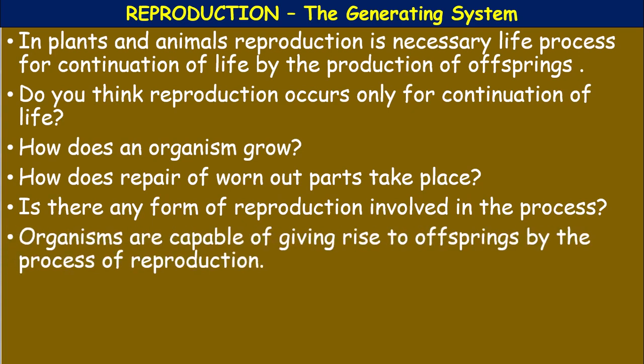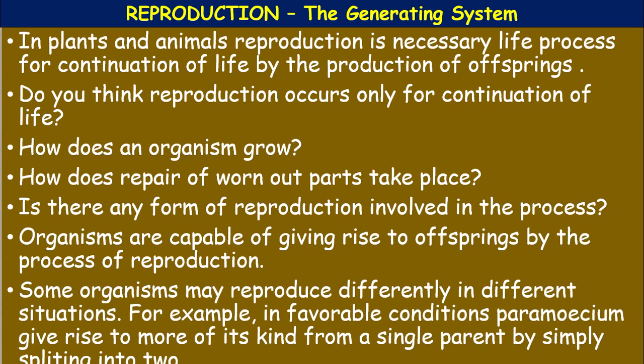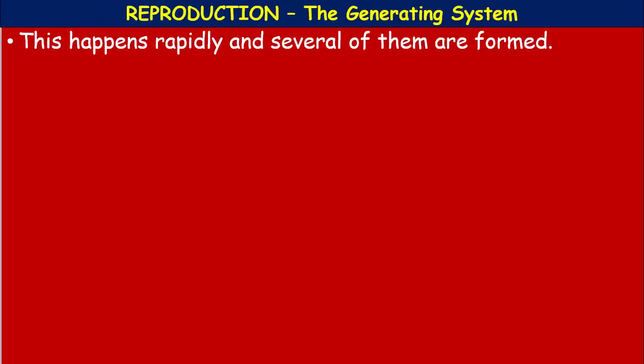Organisms are capable of giving rise to offsprings by the process of reproduction. Some organisms may reproduce differently in different situations. For example, in favorable conditions, paramecium gives rise to more of its kind, the parent splitting into two. So this happens rapidly. The paramecium, several of them are formed.